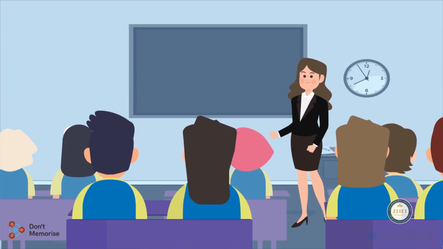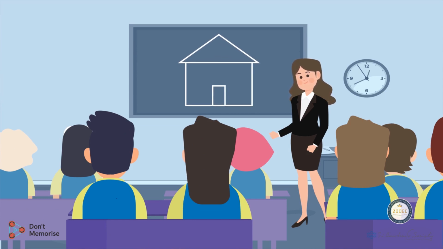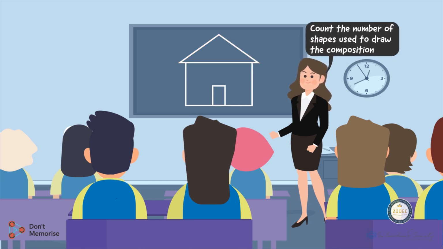Start the activity by drawing a composition on the board which can consist of one or more geometrically shaped objects. For example, a hut can be drawn into 2 rectangles and 1 triangle. Then, ask the students to count the number of shapes used to draw the composition. In this case, the number of shapes would be 3.